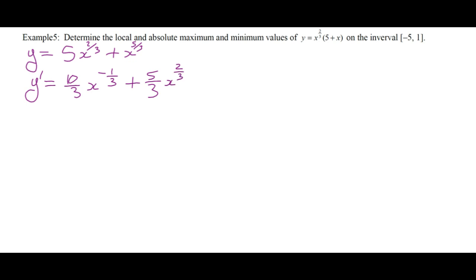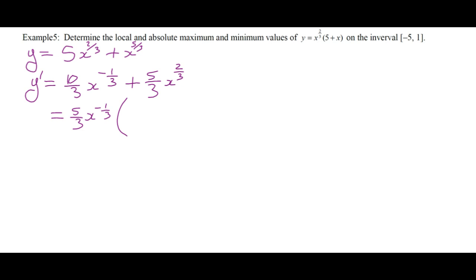Now, we have to factor this. This is why we always ask for derivatives in factored form: because we have to find zeros, find critical values, and figure out domains, where the derivative doesn't exist, and so on. So how do we do this? We factor out the smallest of 5/3 and 10/3, which is 5/3, and we take the smallest power, which is x to the -1/3. So that will be my common factor.